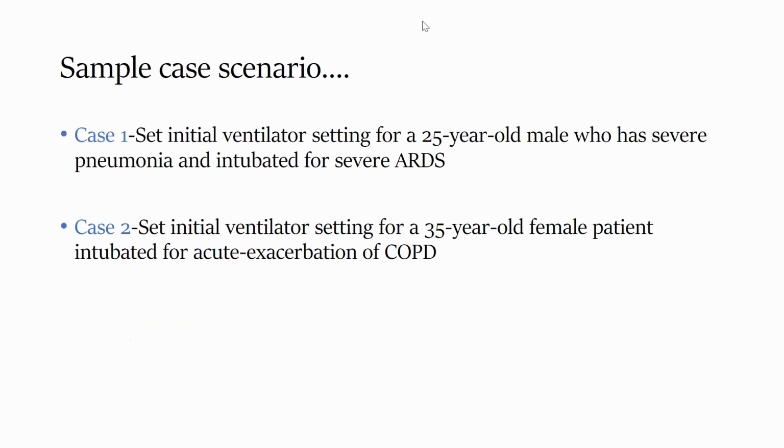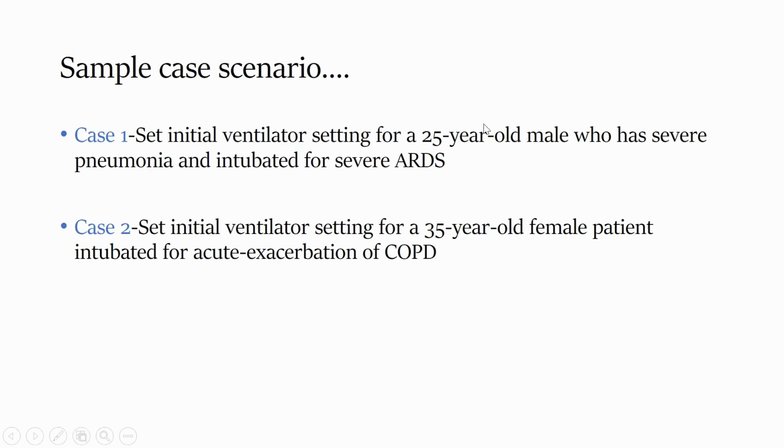So it's preferable to use volume controlled ventilation with AC mode, AC volume control mode, because the patient is intubated and there is a likely need of increased sedation because the patient has severe ARDS. It likely has to be ventilated with a deep sedation, okay? So you are going to choose AC mode preferably. Volume control mode is preferred because this patient needs lung protective ventilation.